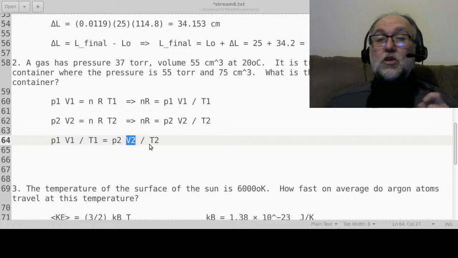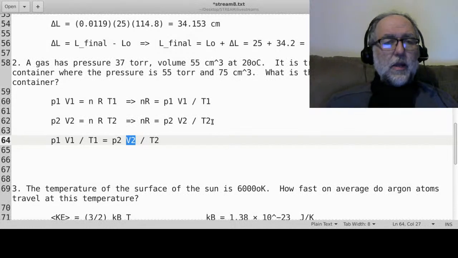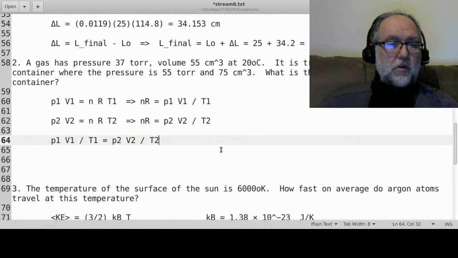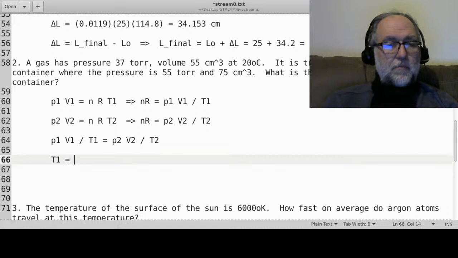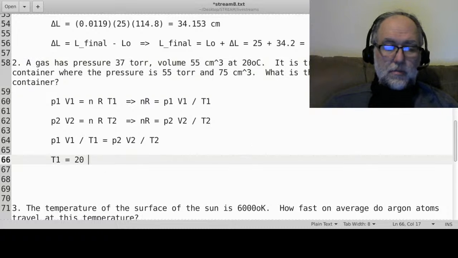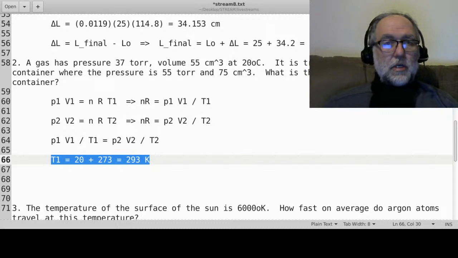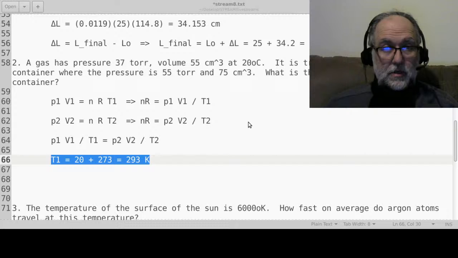T1 and T2 have to be in Kelvin. That's the only one that you really have to worry about converting. So let's do that conversion first. T1, I told you, was 20 degrees Celsius, which is room temperature. But we need it in Kelvin, so add 273, and that gives you 293 Kelvin. So that is the temperature in Kelvin.